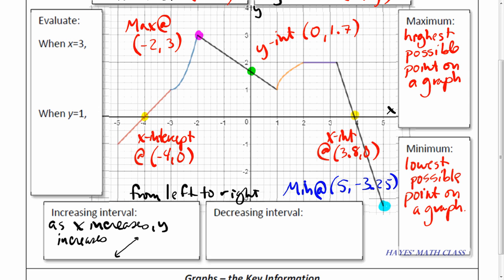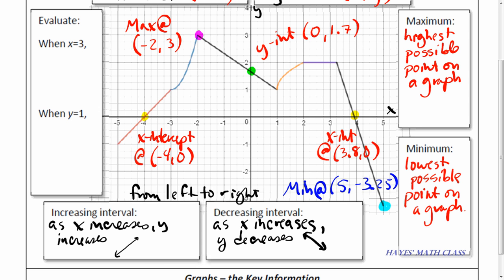And the decreasing is just the opposite. So as x increases, y decreases. So that would be going downhill like that. But again, if you're doing this in a table, it's good to know that they're moving in opposite directions. So if you're looking at a table of values, if x is getting bigger, y is getting smaller. If x is getting bigger and y is getting bigger, then you know it's increasing.